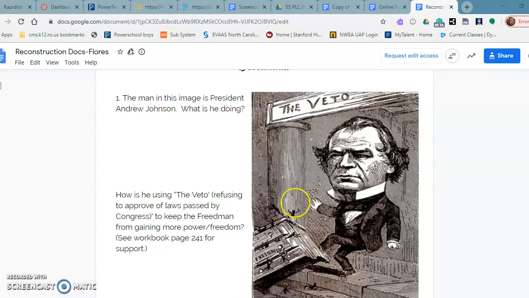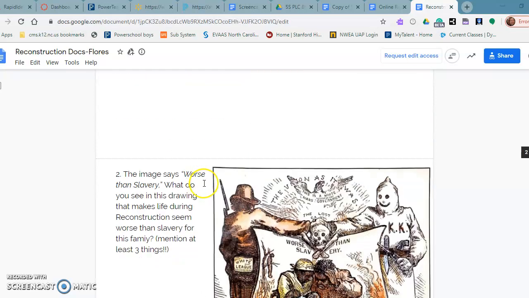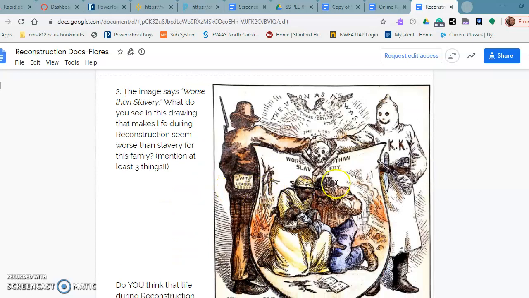As I said, at the end of answering these three questions, you're going to scroll down and do the same thing for this next document that follows underneath it. Make sure you look at the document itself, look at all of the different components of it, even before you start to answer any of the questions.